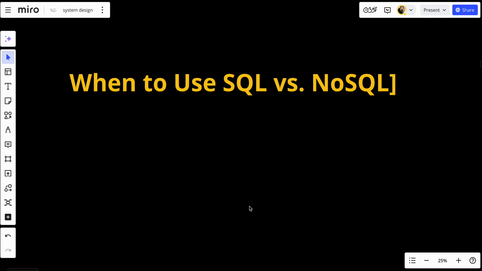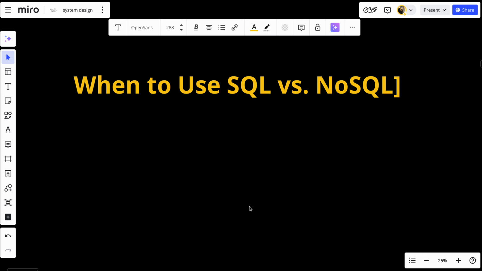Okay, let's talk about when to use SQL versus when to use NoSQL. Use SQL when you need structured data with complex relationships. Consistency and data integrity are critical. You have a fixed schema that won't change frequently. And I would say by default, you choose an SQL database.